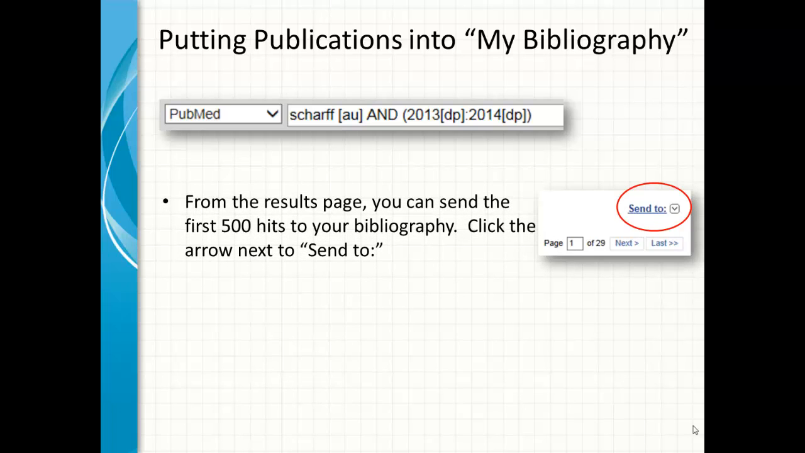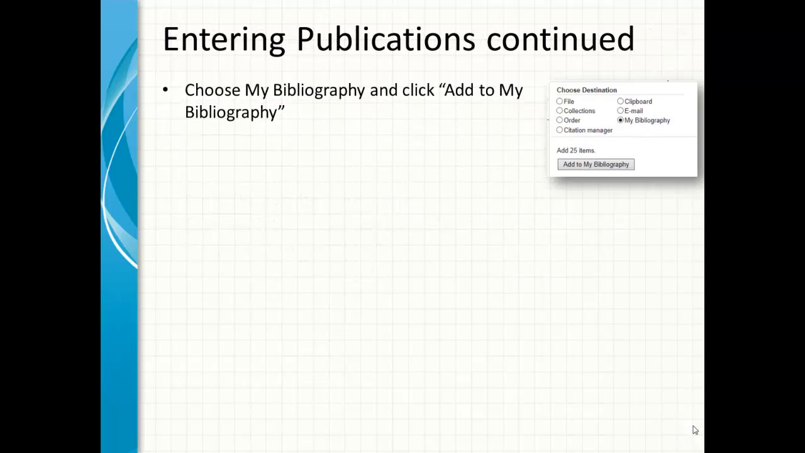Once you click Search, you will be presented with the results page. On the far right side is the word Send To, followed by a down arrow to open a dialog box. Click the arrow next to Send To. Choose My Bibliography, then click Add to My Bibliography.